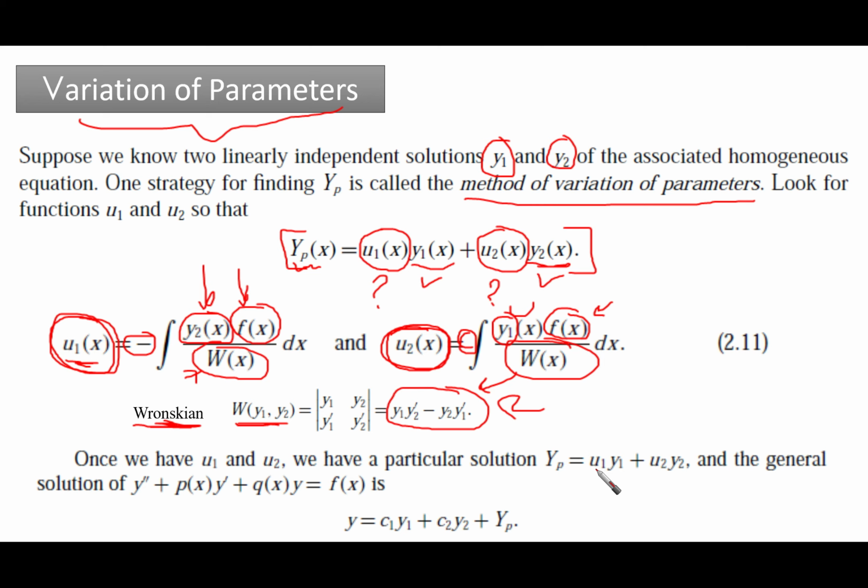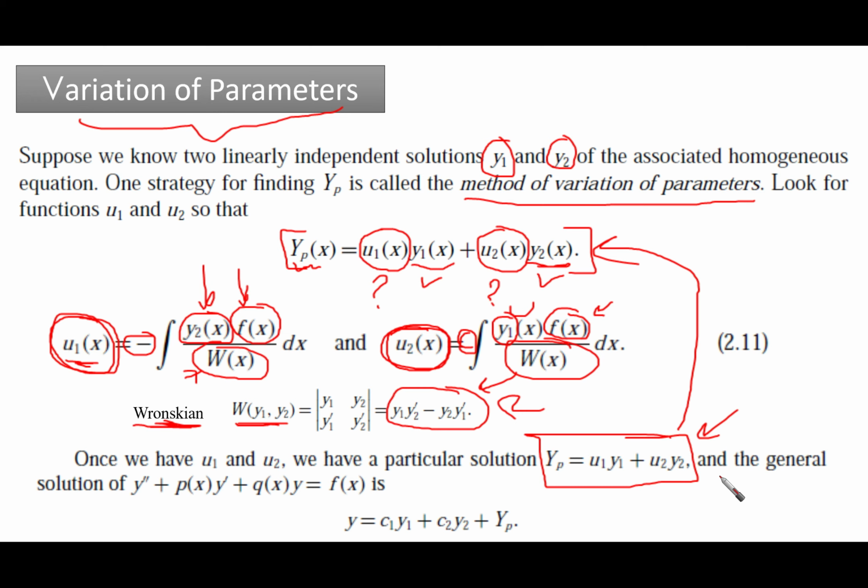What is the particular solution? This is the particular solution here. This is the one: yp equals u1 y1 plus u2 y2. And then this particular solution, we can use it after that. This is actually what we have said here. This particular solution is going to be used for the general solution.